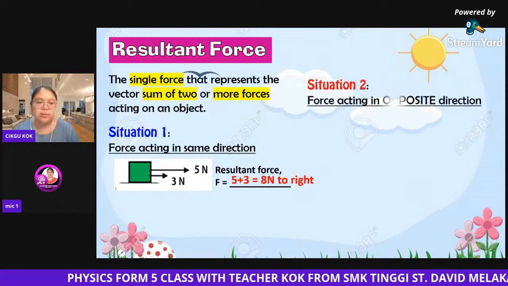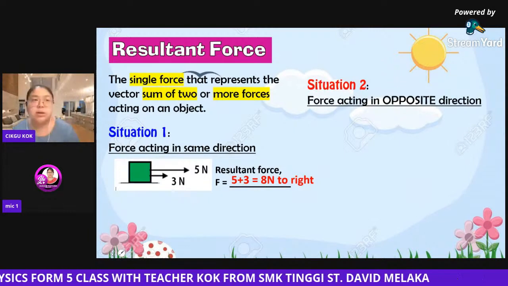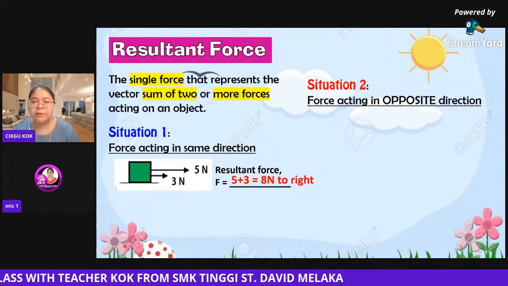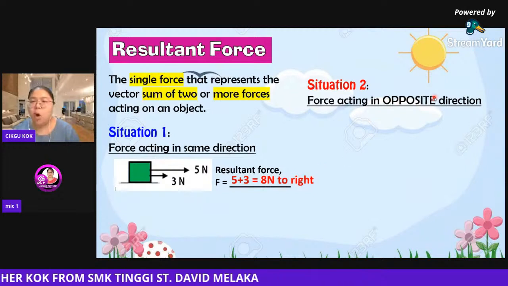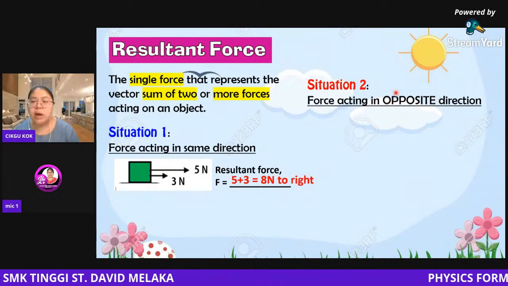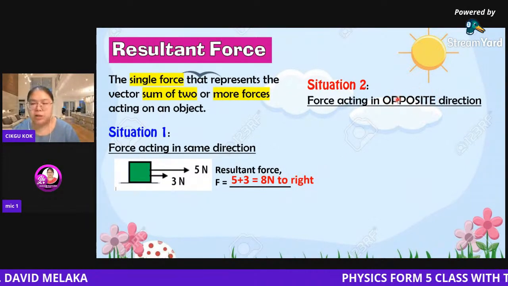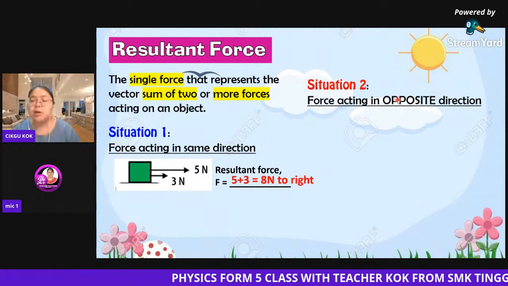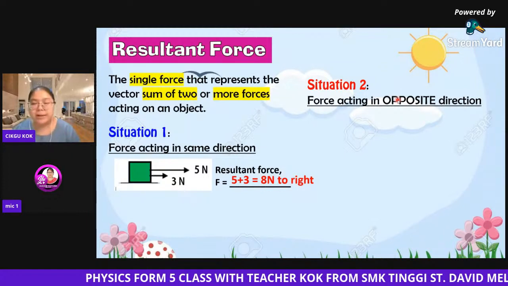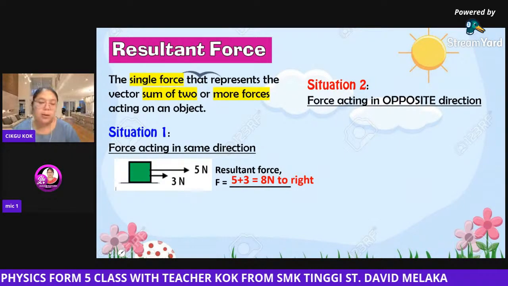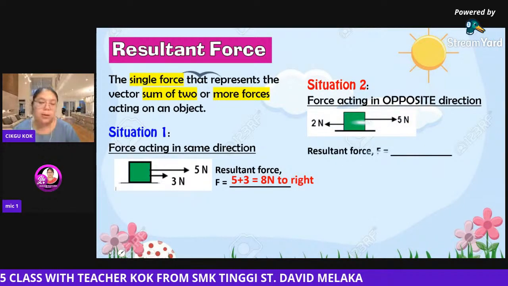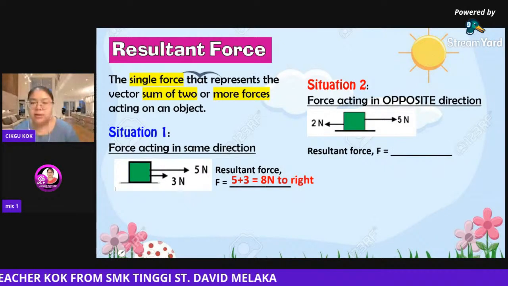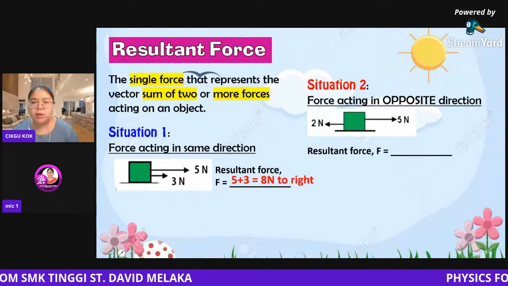The next one is situation 2. Now the situation is forces acting in opposite direction. So I show you the words opposite direction. When they are opposite, that means you need to minus. Normally we take the bigger one minus the smaller one. So from here, this one is a situation: 5 goes to the right, 2 goes to the left.